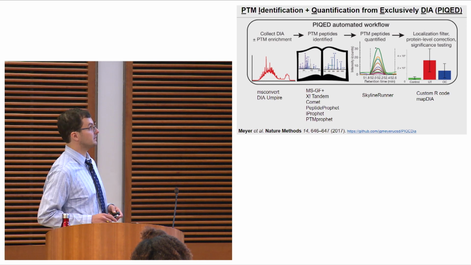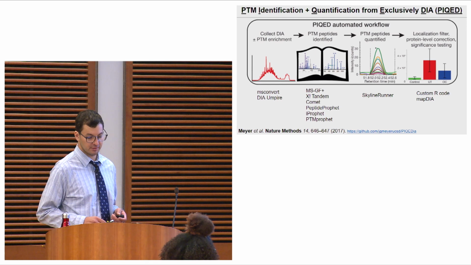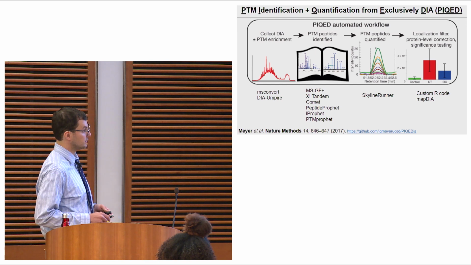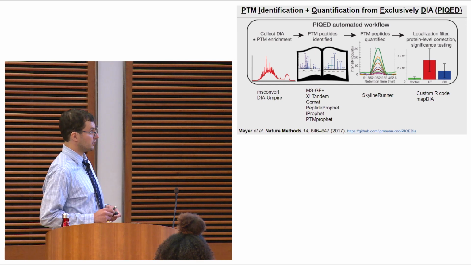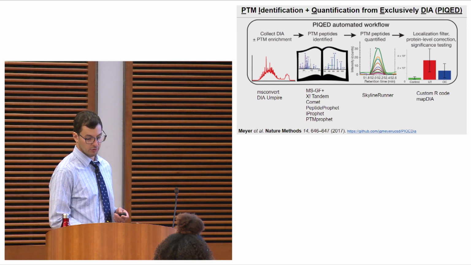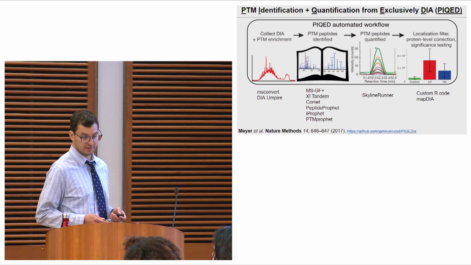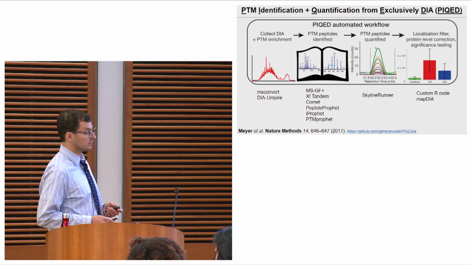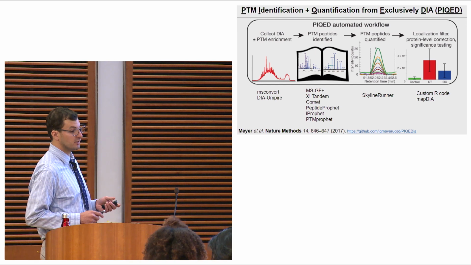It performs PTM identification and quantification from exclusively DIA. And we call this Peaked. The way that this works is it automates every step in the analysis using tools from the community. I won't go into too many details, but briefly, it allows you to put in your DIA data and get back your sites and whether or not they've changed among your conditions. And you do this through a simple graphical user interface, and we showed in the paper that it's reproducible, accurate, and sensitive. We also showed in the paper that you can use this to look at other people's DIA data and find PTMs in their data, even if they didn't enrich for them.